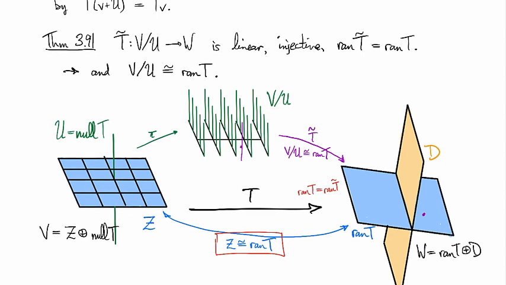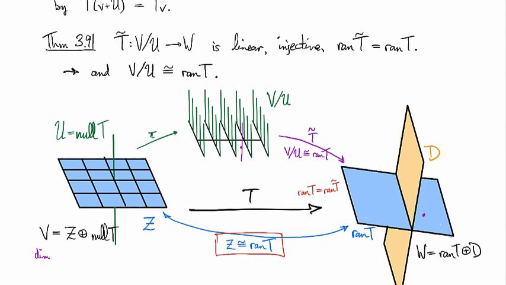And if we come back over to the equation for the decomposition that we had of V here, you can see that, just applying the dimension on both sides, the dimension of V is the dimension of Z plus the dimension of null T, which is the dimension of the range of T plus the dimension of the null space of T. So that's how it ties back in with the rank nullity theorem.